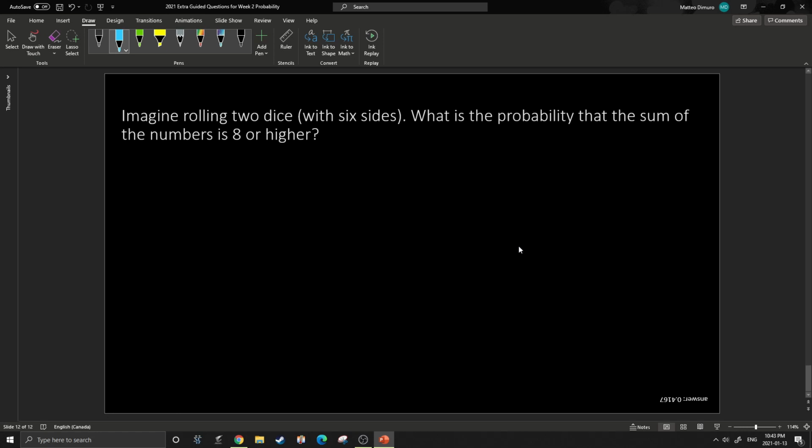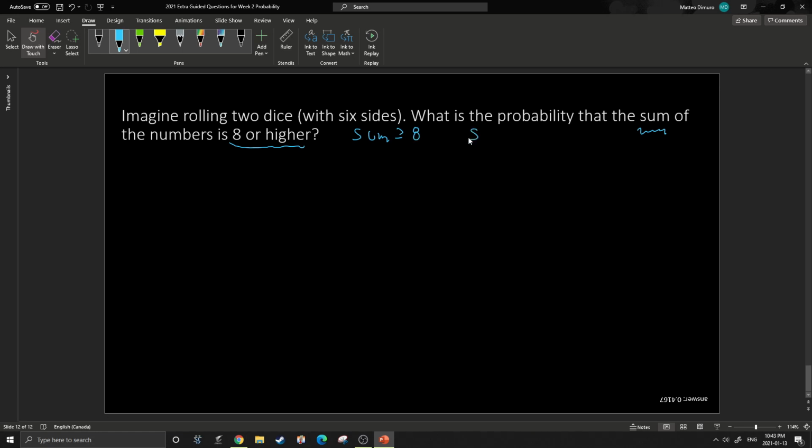There's a lot of ways to do it. So you're rolling 2 dice, and 6 sides. That's very important, very important they have 6 sides. What's the probability that the sum, so that means adding the 2 numbers that you get on the dice, of the numbers is 8 or higher? So the sum has to be greater than or equal to 8.